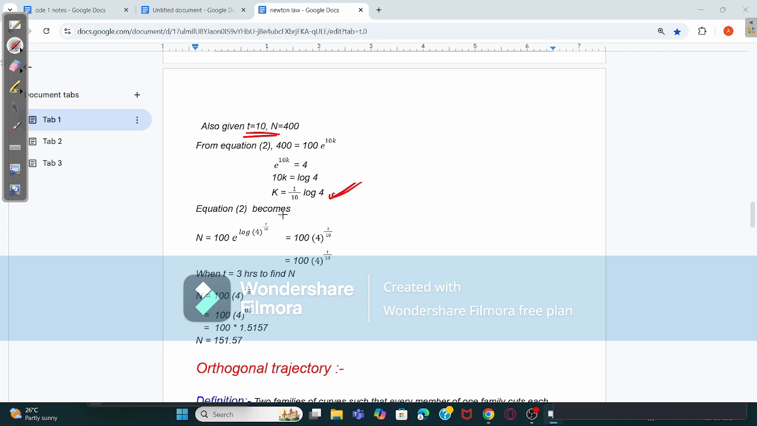Equation 2 becomes n = 100 e^(log 4 · 1/10 · t), which is 100 into 4 to the power t by 10. When t = 3 hours, n = 100 into 4 to the power 3 by 10, which is 100 into 4 to the power 0.3. 4 to the power 0.3 gives the value 1.5157, so n = 151.57, which is the required solution.